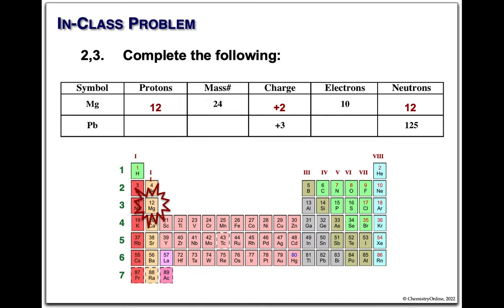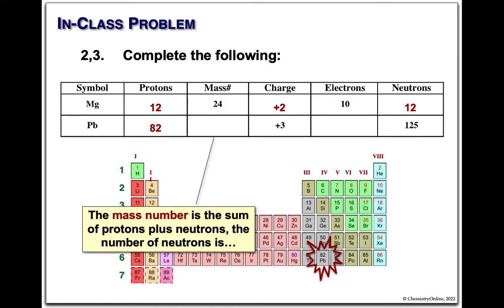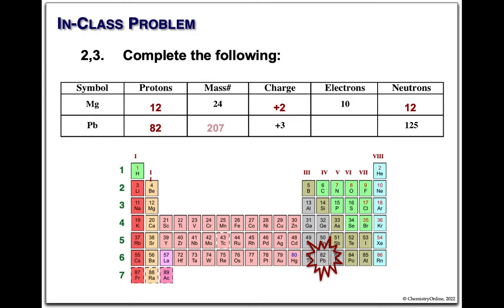The next one is lead. Lead is down here, atomic number of 82. That means it has 82 protons. Now, mass number. In the table we were given, we have 125 neutrons. We also have 82 protons. The mass number is simply that sum. 125 plus 82, 207.